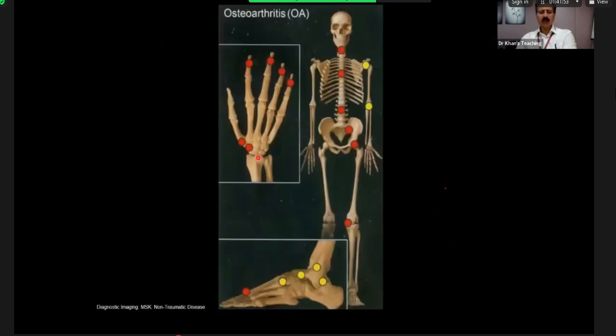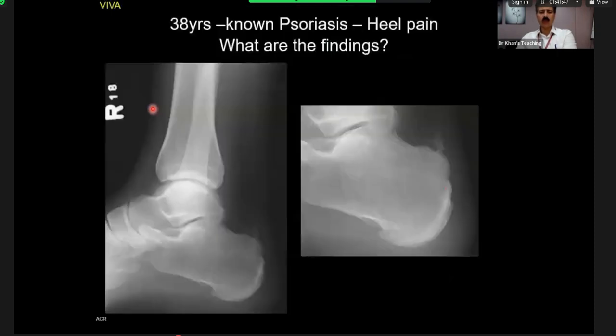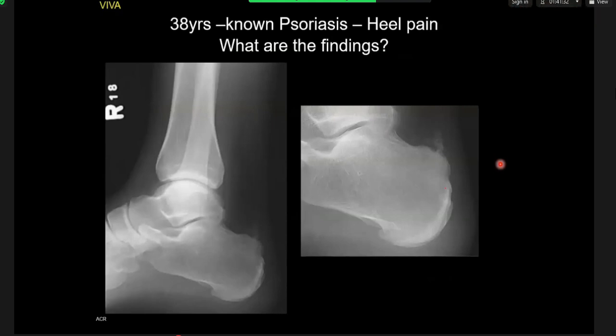Now, OA, of course, can involve many joints, but remember for the exam, erosive OA involves the distal interphalangeal joint. Now, candidate 4, this is psoriasis. What are the findings as far as this is concerned?